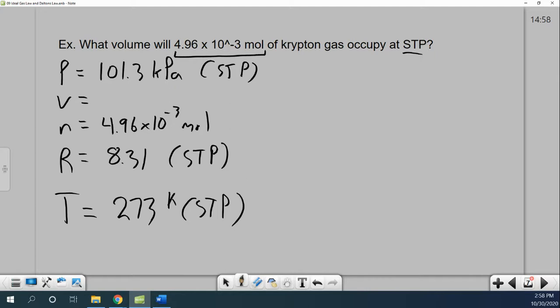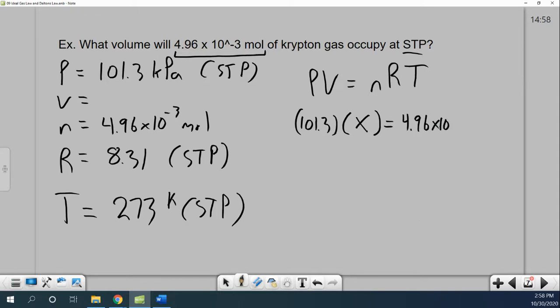I need to figure out volume. So let's do it. Let's plug in what we know. PV equals nRT. Pressure, 101.3. Volume, I don't know. Number of moles, 4.96 times 10 to the negative 3. Ideal gas constant, 8.31. Temperature, 273.